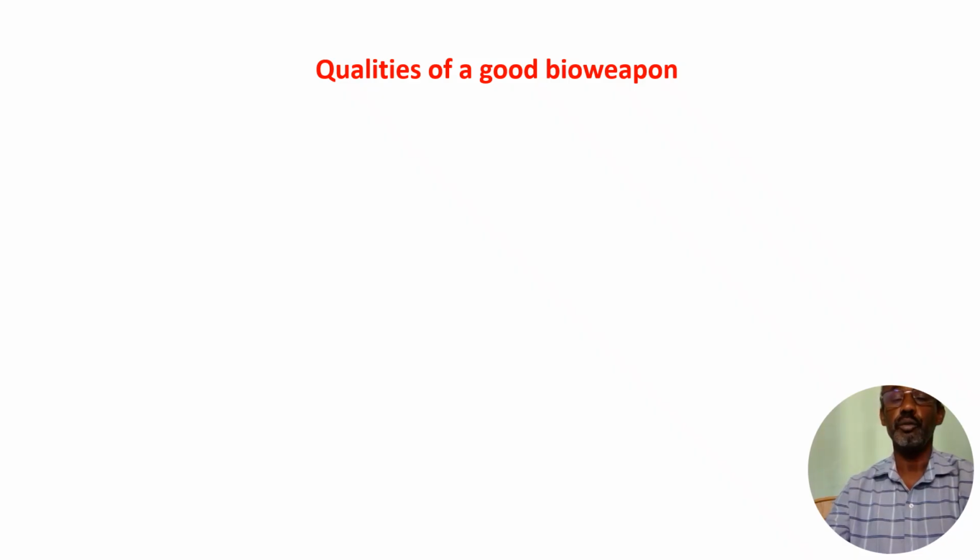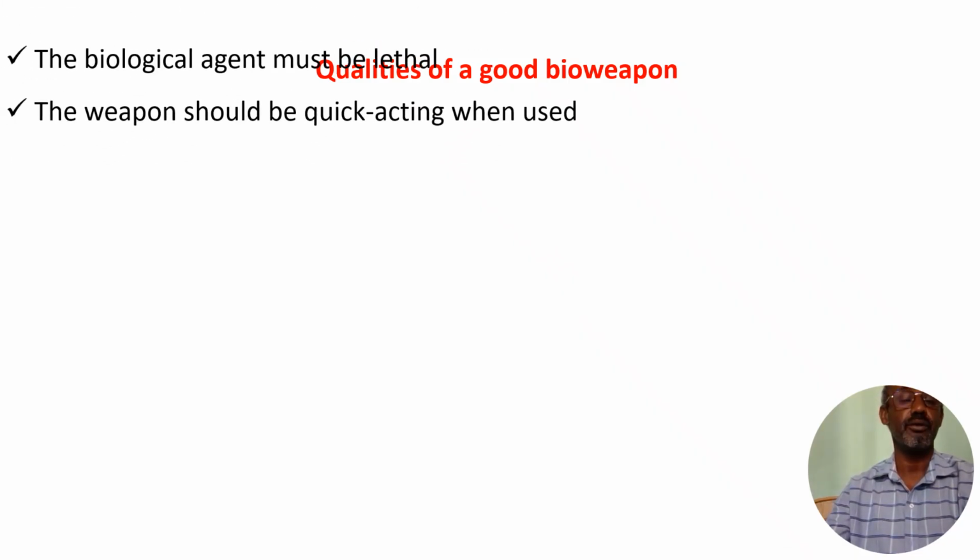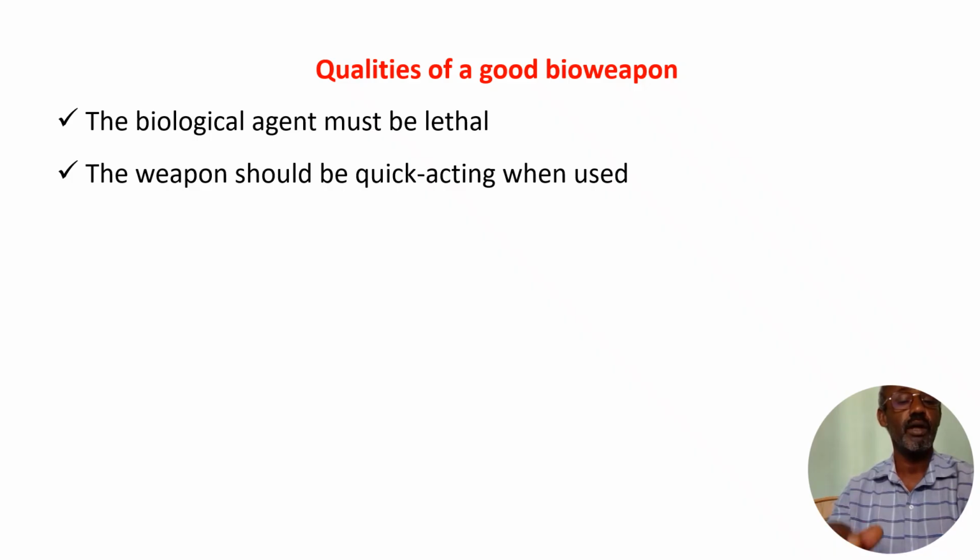Qualities of a good bioweapon. This is not included in your textbook, of course. How can they design good bioweapons? I have tried to utter a little about these bioweapon qualities. First, the biological agent must be lethal. They must be killers, potent killers. Second, the weapon should be quick acting when used, fast acting. It must enter into your system very fast and cause symptoms within a few hours.